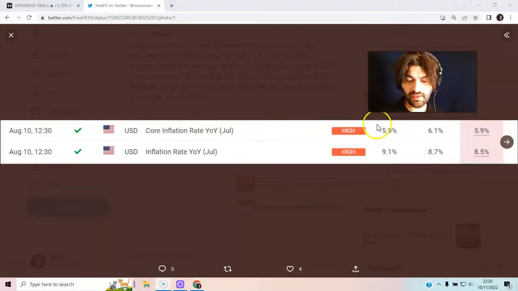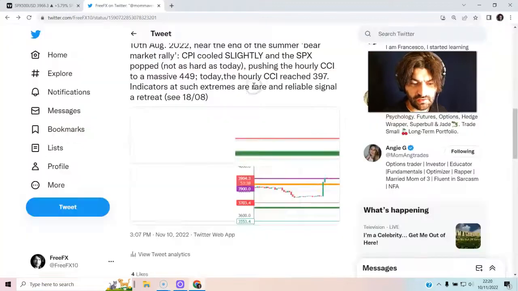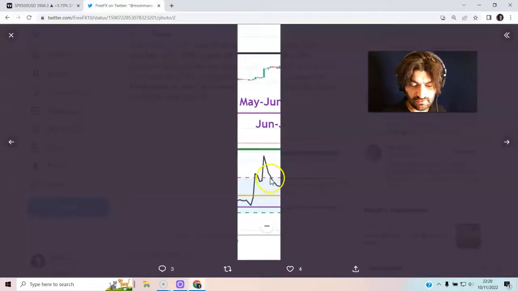So the August data was the CPI core inflation rate year on year. Looking at July, that was basically what came out. Previous 5.9, actual 5.9, consensus was 6.1, I think. Inflation rate came softer at 8.5. So it was softer by a little bit, and the CCI shot up. Let me bring up the CCI. That's what happened on the 10th of August. We got this massive spike to 449.